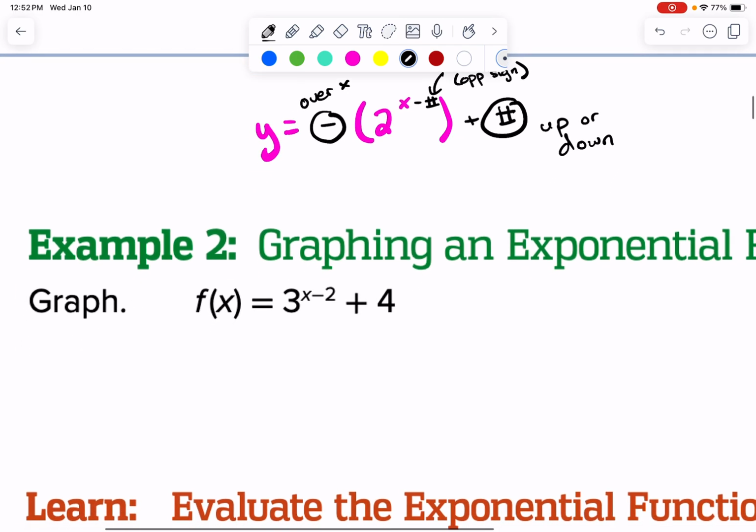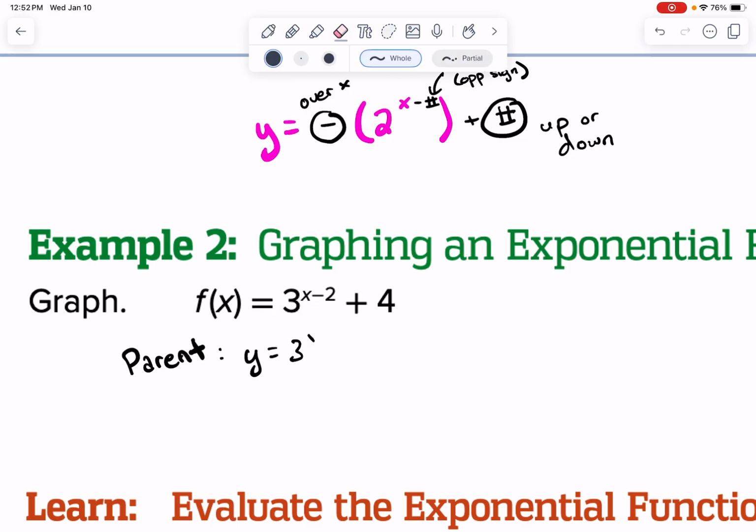So, first things first, when we're doing example 2, let's talk about what the parent function is, okay? Because if I strip away all the numbers, 3 is technically not a number that's involved in moving him around. 3 is a part of the parent function. 3 to the x power is my parent. Y equals 3 to the x. Okay, so then I have to figure out what the minus 2 is doing, and I have to figure out what the plus 4 is doing, okay?